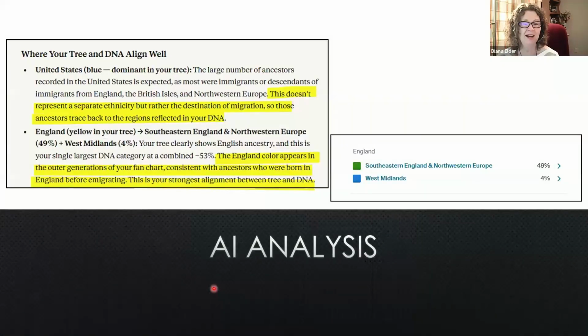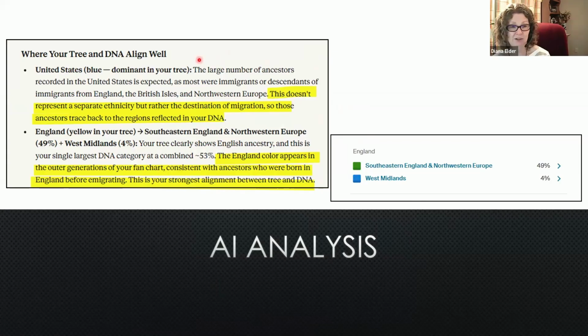So, what did AI tell me? Well, AI broke it down. What I've done is given you the AI analysis here, and then as a reminder, what my ancestry ethnicity estimate said. So, it said where your tree and DNA align well: United States, blue, dominant in your tree. Yes, because my whole paternal side was pretty much US.